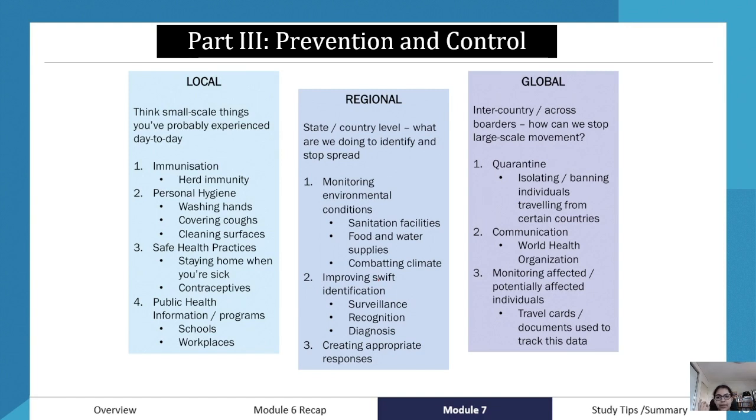And so with something like that, monitoring environmental conditions, like trying to drain out swamps, is a big strategy that a lot of these areas apply in order to stop the spread of malaria, because that is the environment in which mosquitoes thrive and the disease is spread. So there's monitoring environmental conditions, improving swift identification, so surveillance, recognition, and diagnosis.